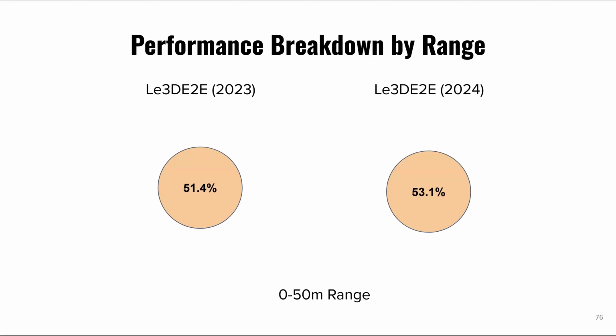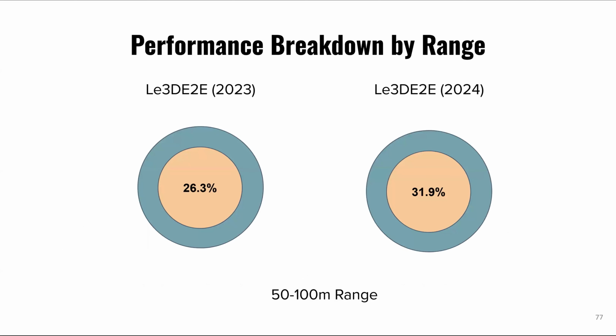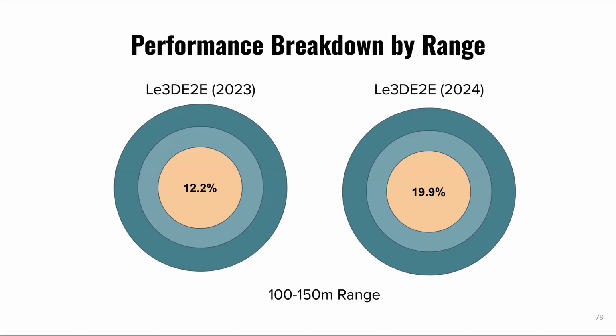And if we break down this performance by range, we'll see that there's a modest improvement in the near field detection of 2%, but we see much more significant improvements from 50 to 100 meters, improving by almost 6%, and then from 100 to 150 meters, improving by almost 7%. This is incredibly notable because in previous iterations of this competition, we've seen most competitors focus on near range detection. So it's interesting to see that just by adding this new LiDAR-only detector, we're able to do significantly better at long range.